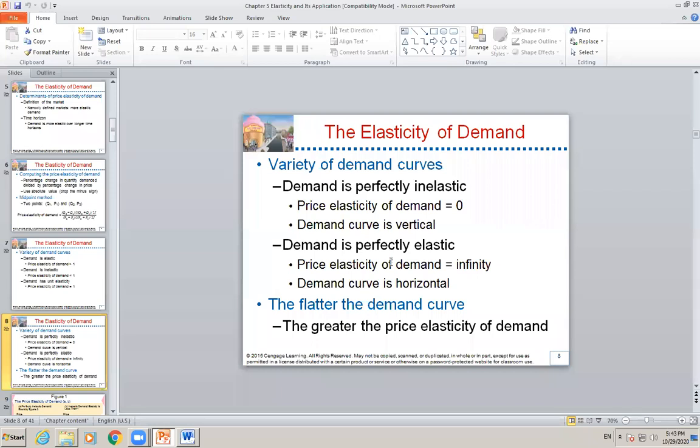So the flatter the demand curve, let me show. Flatter means something like this. Sorry, my drawing is bad. Something like this, more close to the horizontal. Steeper, something like this. So this is more elastic. This is less elastic. So changes in the price in here will have a small change in quantity, but a small change in here will have a huge change in the quantity. Elastic, close to inelastic.